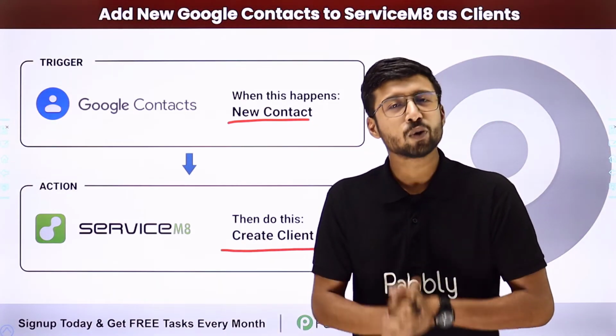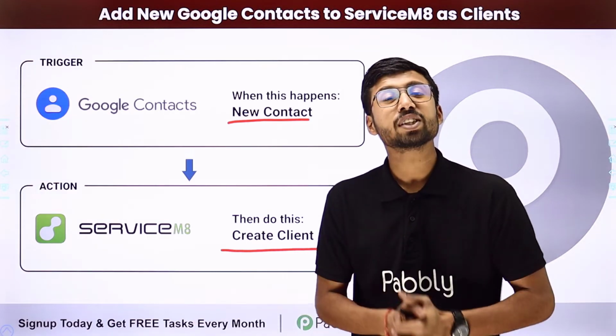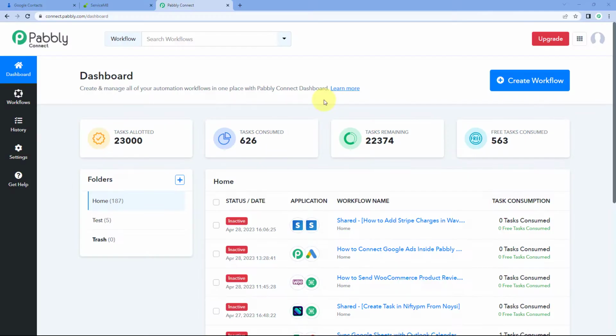Now, if you want to know how you can set up this automation, for that, you just have to come with me to my screen. So as you can see, here we are on Pabbly Connect's dashboard. Now to reach this dashboard, you will get a free sign-up link of Pabbly Connect in the description box below. By clicking on that link, you can create your free Pabbly Connect account in just 2 minutes.